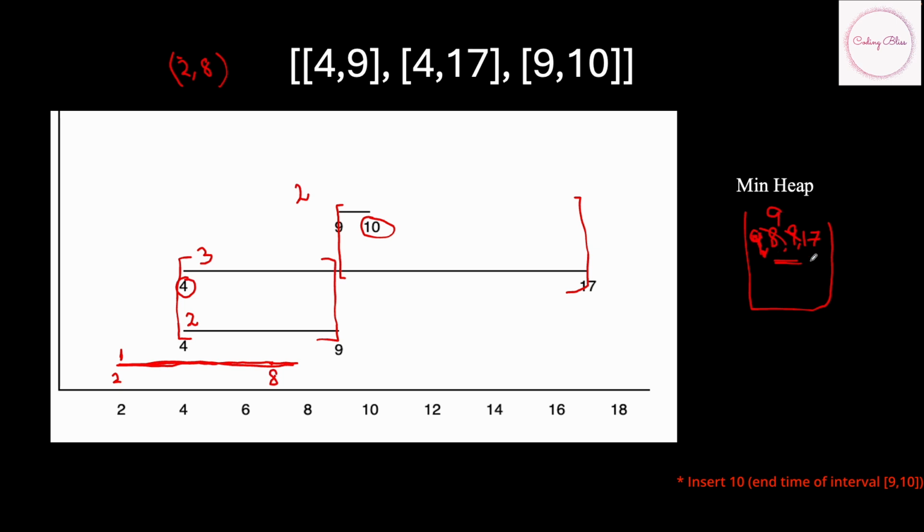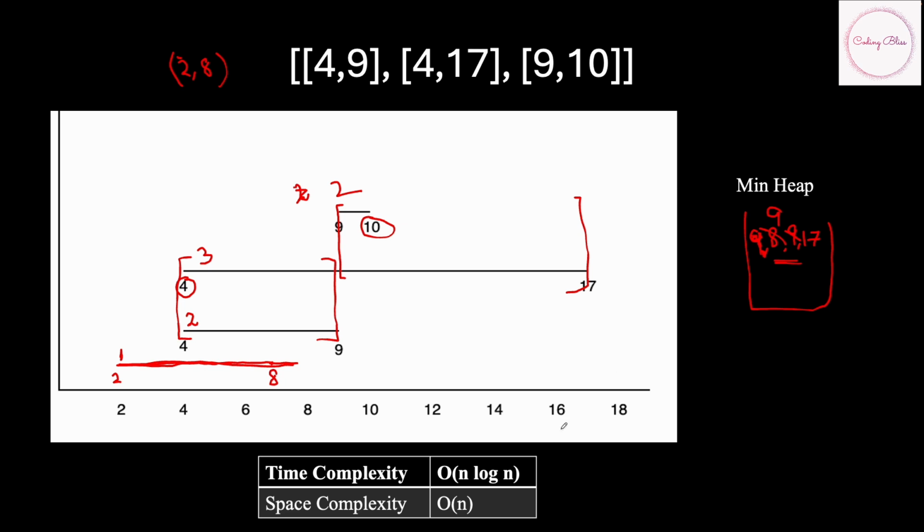Okay, so now at this point we will just need another 2. So the final answer will be 3, because you need at least 3 conference rooms to run all these meetings concurrently. I hope the explanation is clear. Our time complexity will be the time complexity that we needed for sorting, that is n log n, and our space complexity will be order of n for the heap. Now let's just dive into the code.